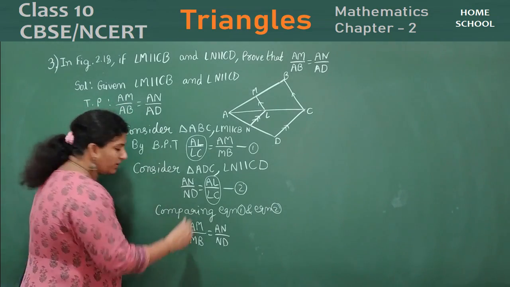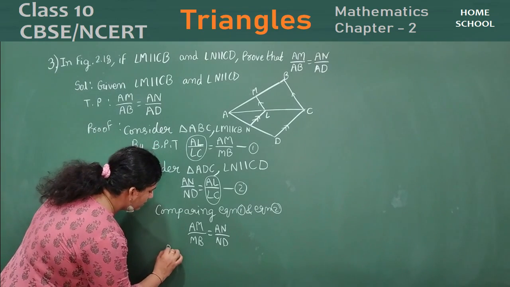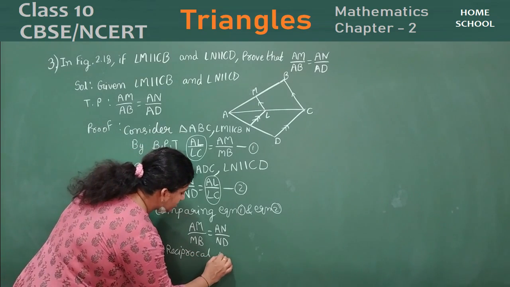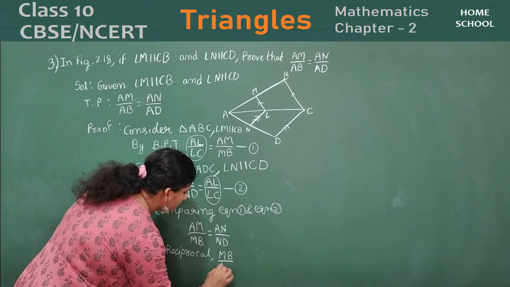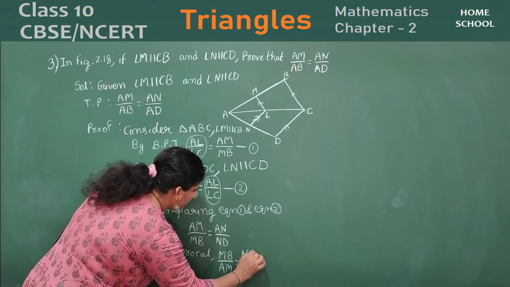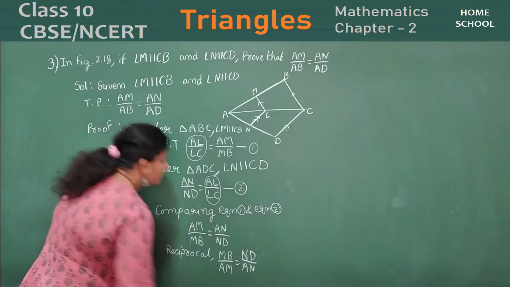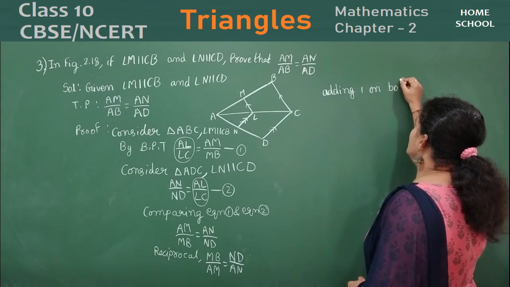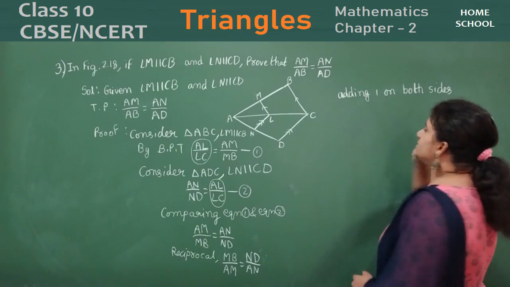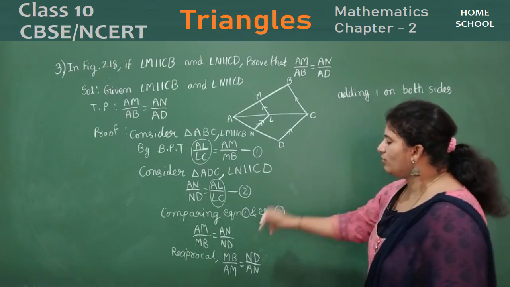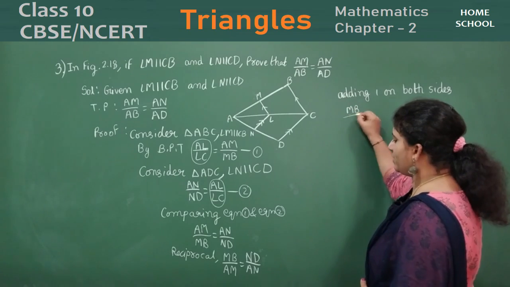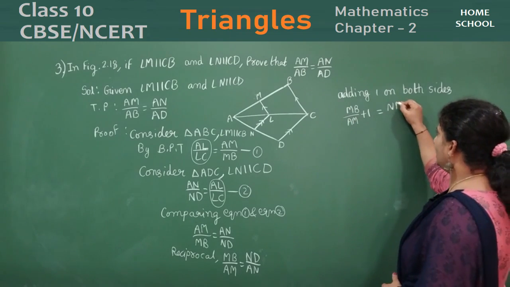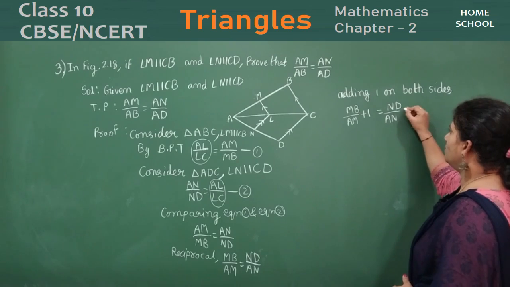So look here, observe how we are going to get it. Let me do the reciprocal of the equation. What is that here, children? MB by AM is equal to ND by AN. Still, I didn't get the answer. Then what do I need to do? Let me add 1 on both sides. For the corollary also we have done the same thing, children. Adding 1 on both sides: MB by AM plus 1 is equal to ND by AN plus 1.